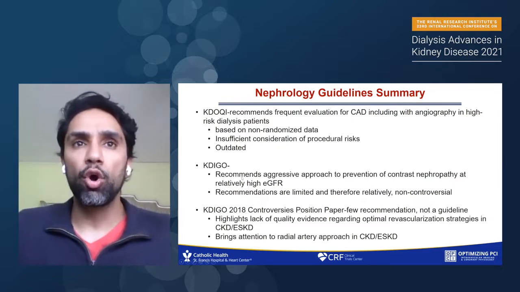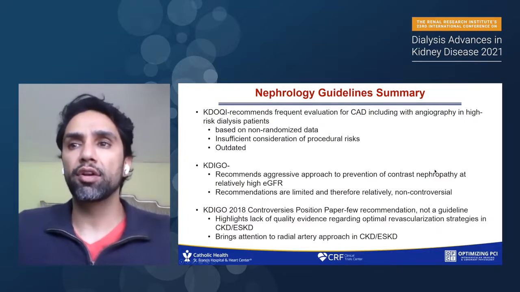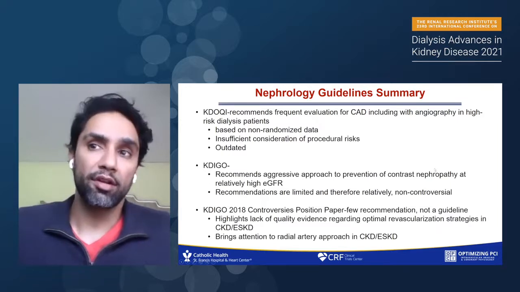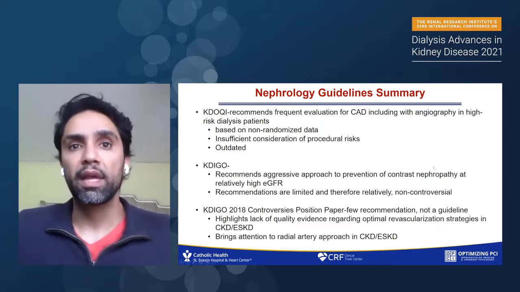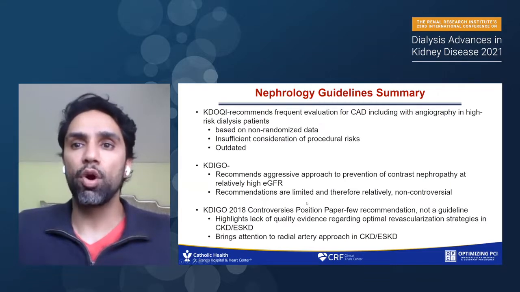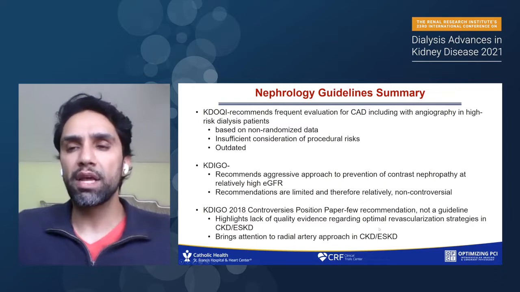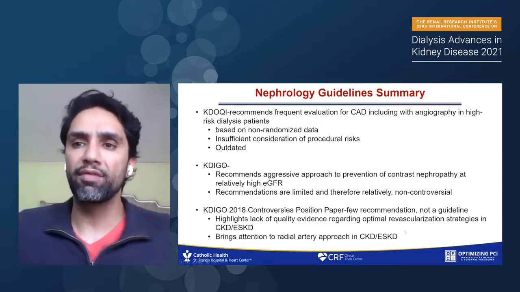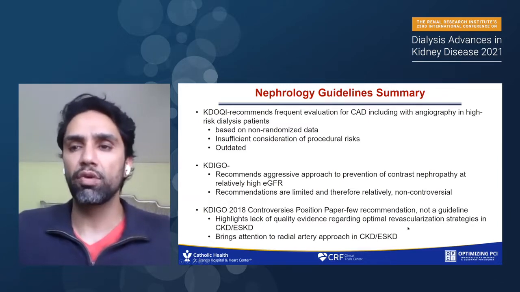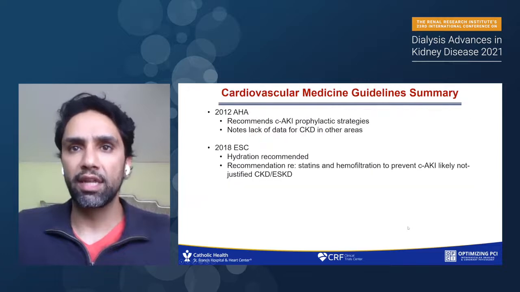The KDIGO recommends an aggressive approach of prevention of contrast nephropathy at relatively high eGFR, and the recommendations are limited and therefore relatively non-controversial. Easy to be non-controversial if you're not that committal. In 2018, the KDIGO did write a position paper which highlighted the lack of quality evidence, which we already mentioned, and also brought to attention possibly the radial artery approach and the advantages and disadvantages in patients with chronic kidney disease and end-stage kidney disease.